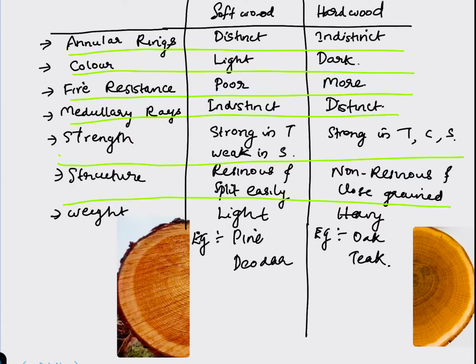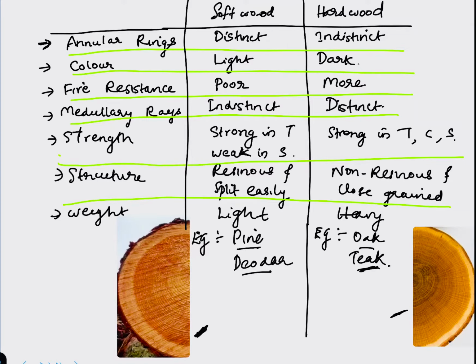Softwood and hardwood, and we are first checking about the annular rings. First, check these images. Okay, this is a softwood and this is a hardwood. Example of softwood is pine and deodar, and example of hardwood is oak and teak. You will be very much familiar with pine and teak. There are many other examples, but I'm mostly concentrating on things we are very familiar with.